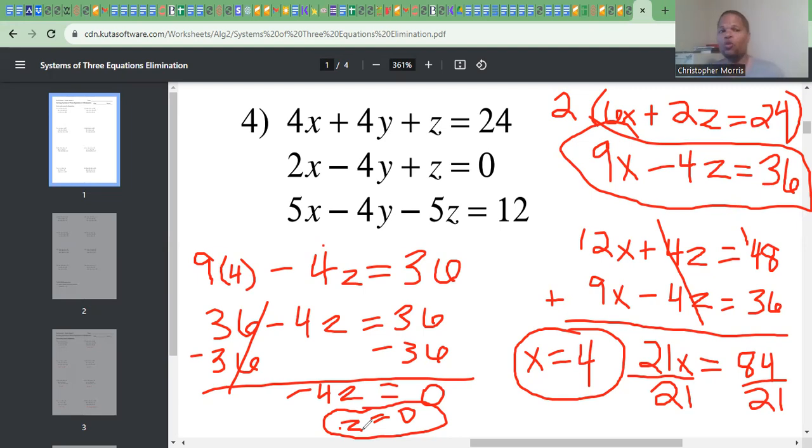Okay, so now we have 2 of the variables. Now you might be wondering, now that I know x is 4, and now that I know z equals 0, how can I use that to find out y? Well, you guessed it. Pick any one of the equations above and solve.